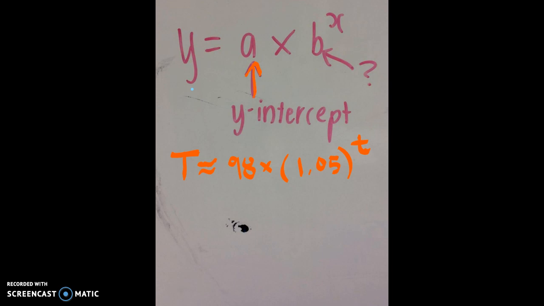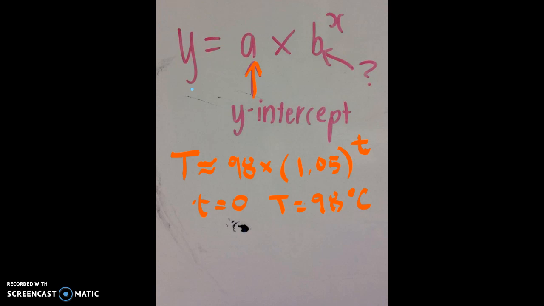So if you were to interpret this, what's been pointed out here is that the A is the y-intercept. So here we would say that the y-intercept, that's when t is equal to 0. So when the time is 0, the capital T, or the temperature, is 98 degrees Celsius. So that's how we interpret that in context.